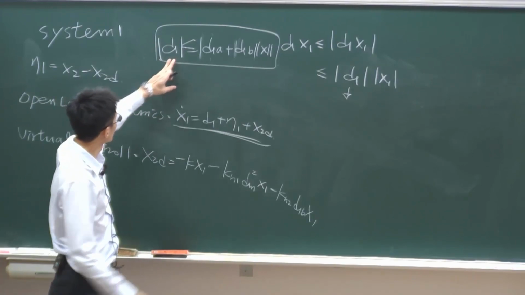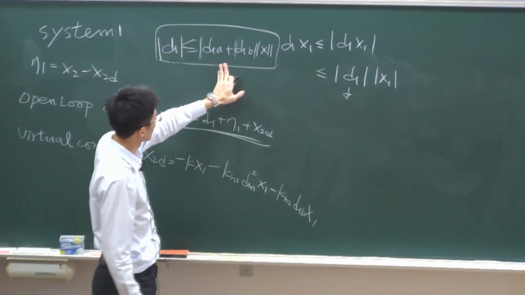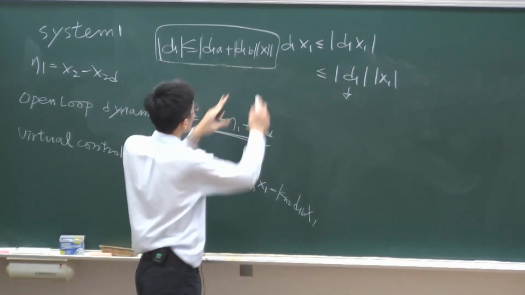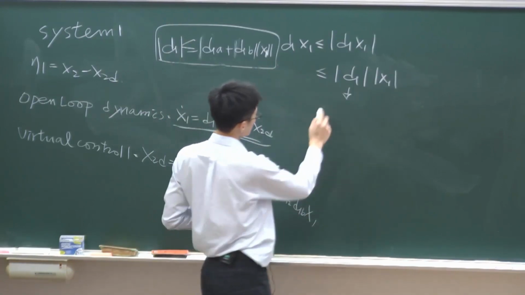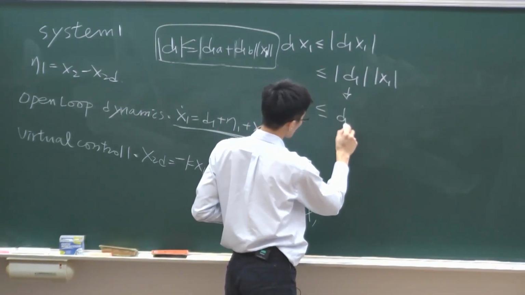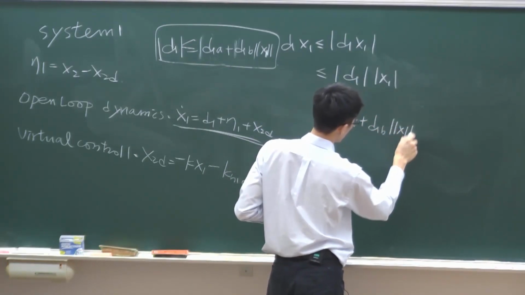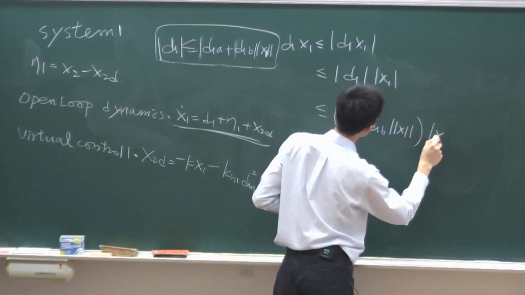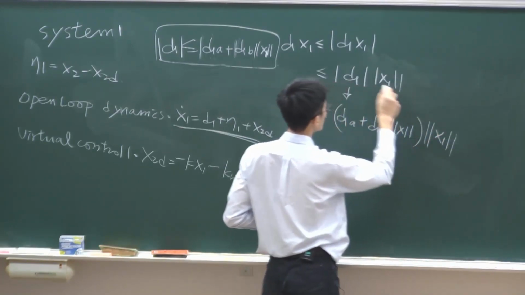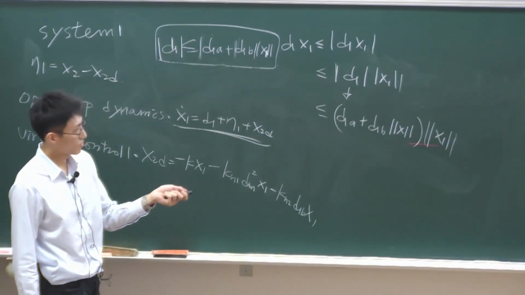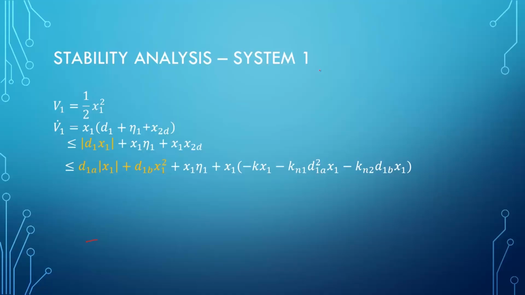Right? This disturbance can be upper bounded by a constant plus some constant times the x1 norm, right? So you substitute the upper bound D1b, which, okay, and this becomes the orange terms. Okay, remember this upper bound, right?